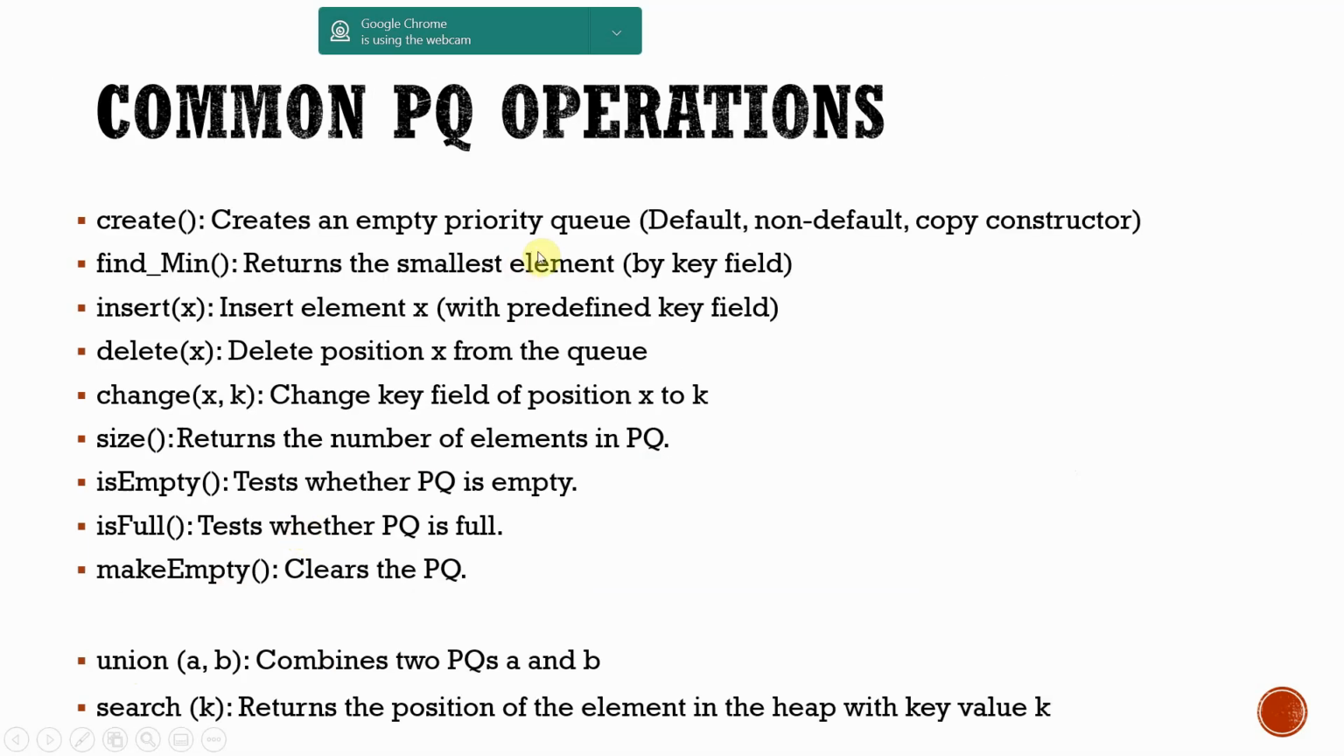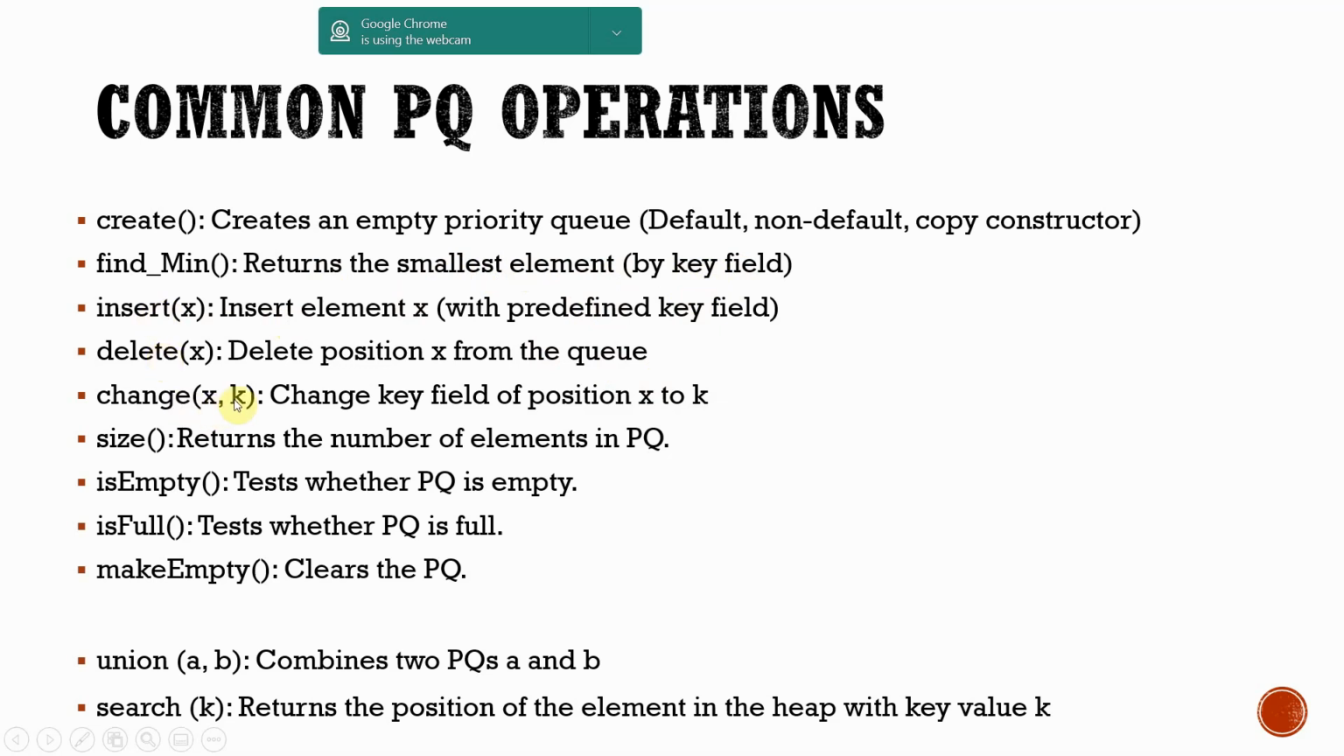Here I provide some common priority queue operations. We want to create a priority queue, so it can be a constructor: default, non-default, or copy constructor. Find the minimum is a constant member function that just returns either the smallest or largest element according to the key field. We have to provide a key value to every entry or element. Insert and delete, right?